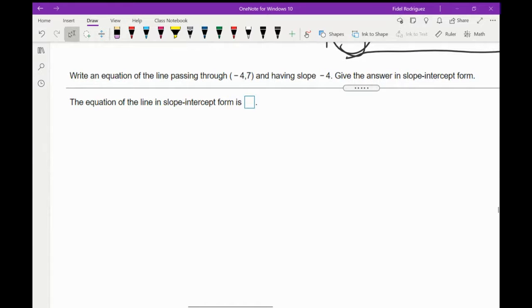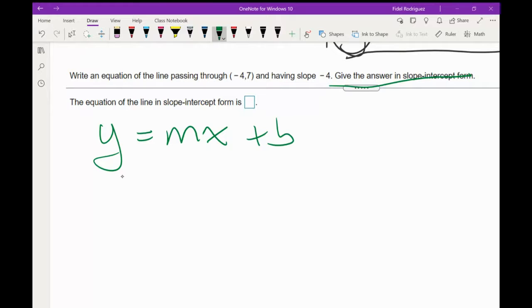All right, so it says write an equation of the line passing through the point negative 4, 7, having a slope of negative 4. And then notice what it says, give the answer in slope-intercept form. Okay, so remember, the first thing I'm going to do, I'm going to write out this form. Y equals mx plus b, right? Does anybody remember, what does the m stand for? It stands for the slope, right? Okay, so what that's telling me is that my m is the number negative 4.